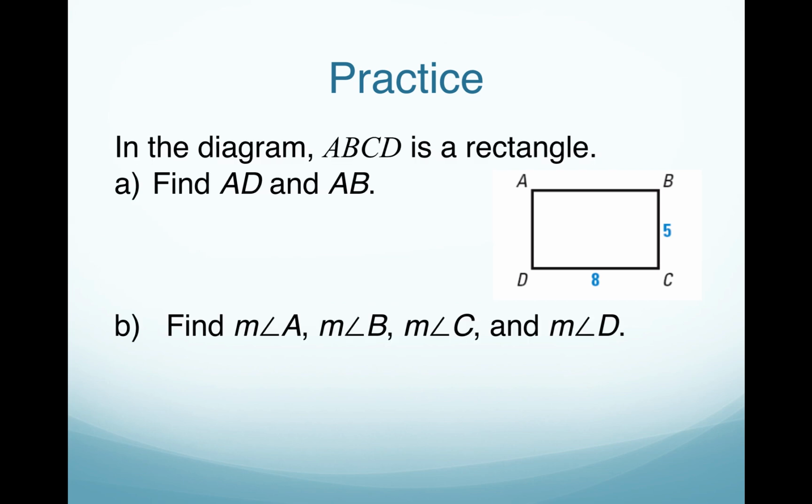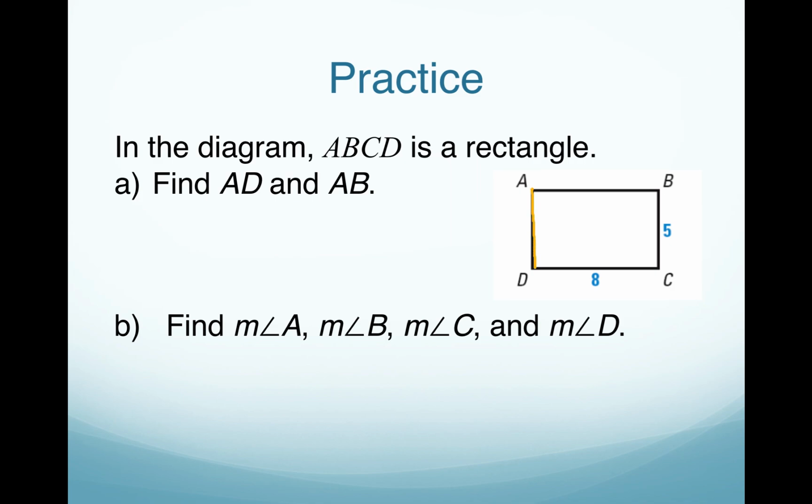Okay, let's do some practice. So in the diagram, ABCD is a rectangle. The first thing they ask is to find AD and find AB. So first of all, let's look. AD is this side right here.